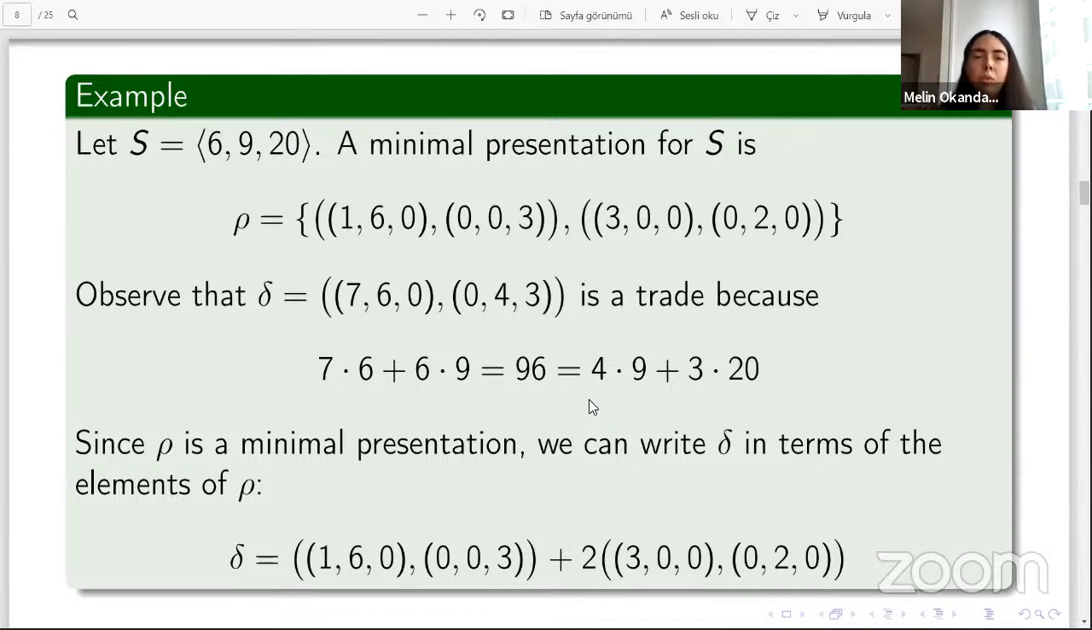So this is a powerful tool. I have just 2 traits, but I can describe an infinite number of traits using only these 2 traits.